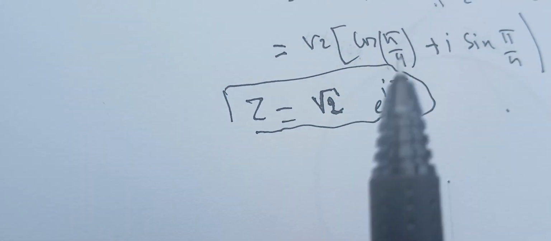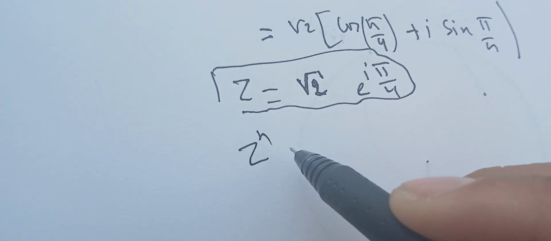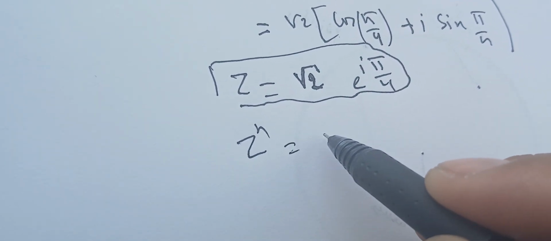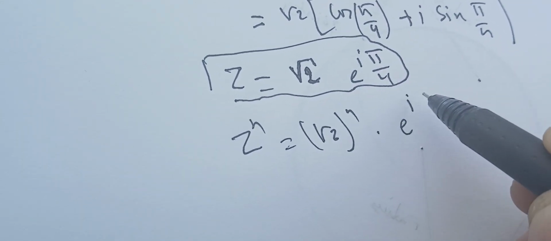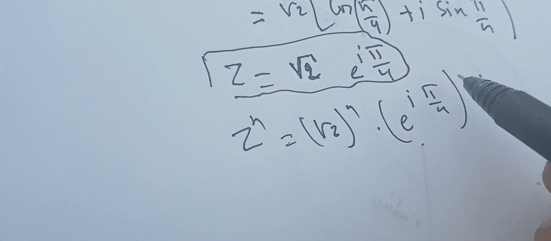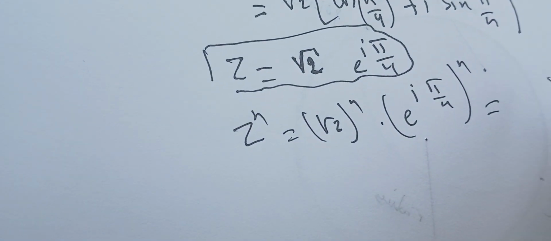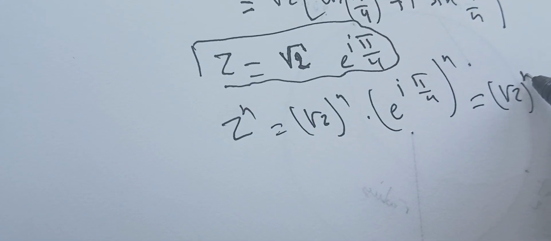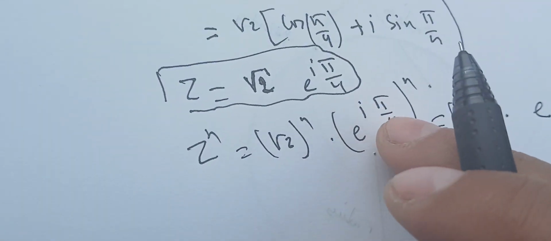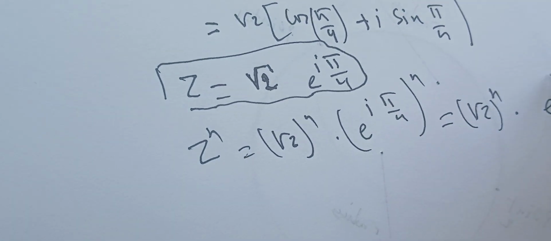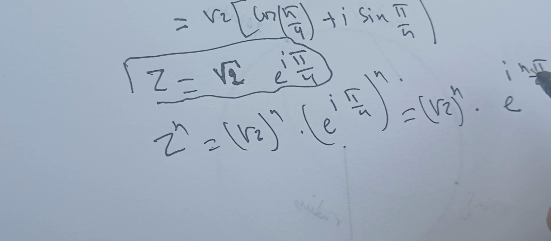Now what's z to the n? It's just the square root of 2 to the power n times e to the i pi over 4 to the power n. In this case we just do square root of 2 to the power n, and here we use the exponential as we know it in R. So it's e to the i n pi over 4.